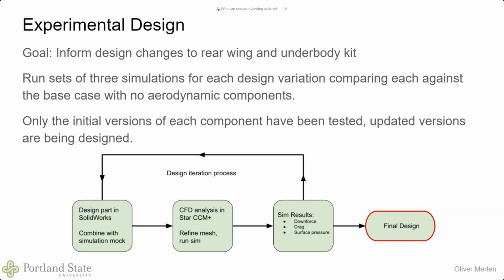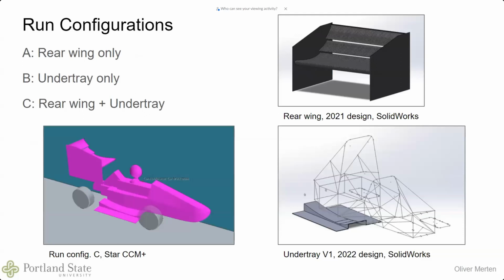There are going to be sets of 3 simulations run with each version of the component designs. This presentation just has results for the first run of the base designs of the rear wing and underbody kit. The configurations are: A, the car with the rear wing only; B, the car with the undertray only; and C, the car with both the rear wing and undertray.